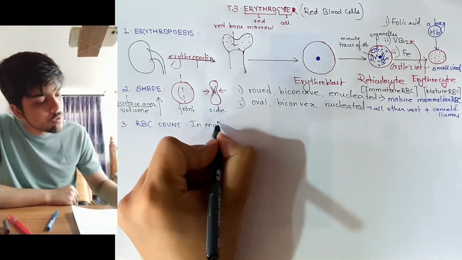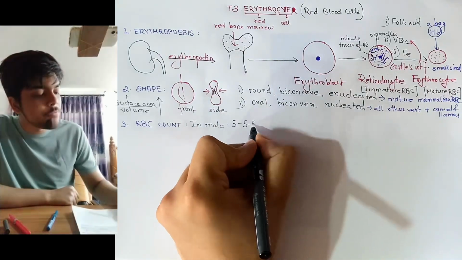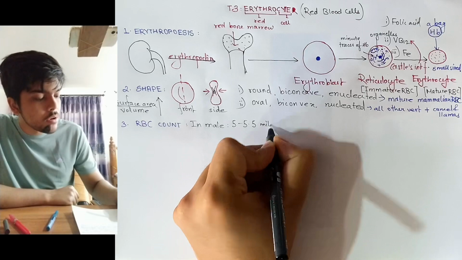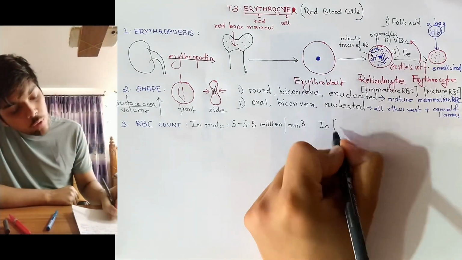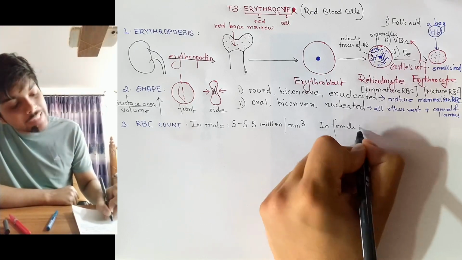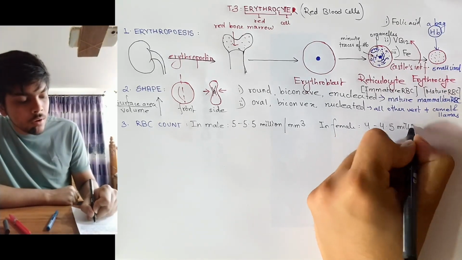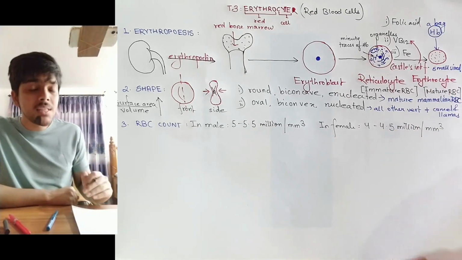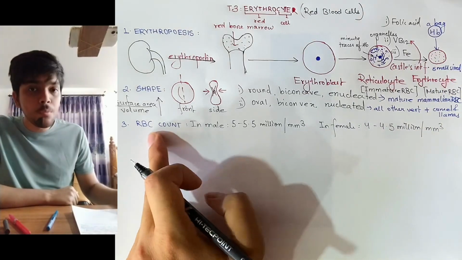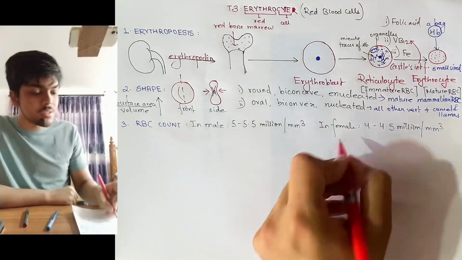In male, the number of RBC is 5 to 5.5 million per cubic millimeter. In female, however, it's 4 to 4.5 million per cubic millimeter. Now you might be wondering, what's the reason behind RBC count being less in female as compared to male? There are two major reasons.